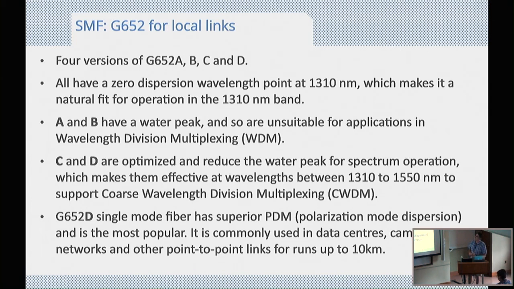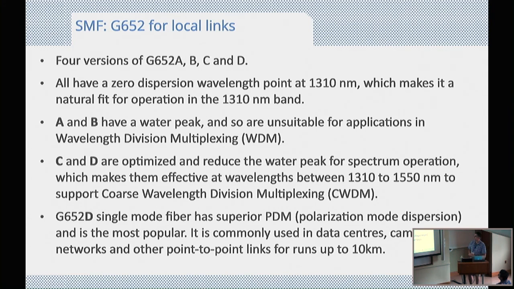They all have zero dispersion at 1310, but A and B have a water peak, so they don't do well with CWDM things where you need a little bit of bandwidth around 1310. They basically tune just for there. C and D are optimized to reduce this water peak, so you can get a slightly wider bandwidth over it.